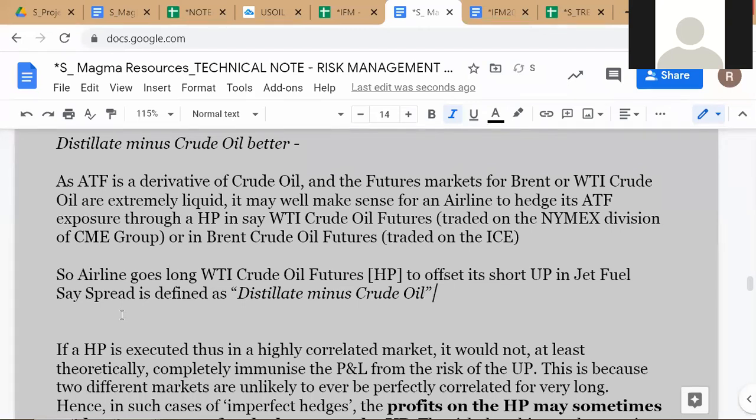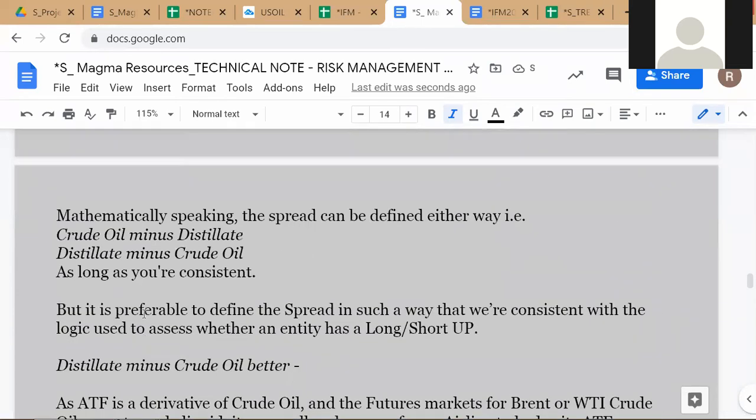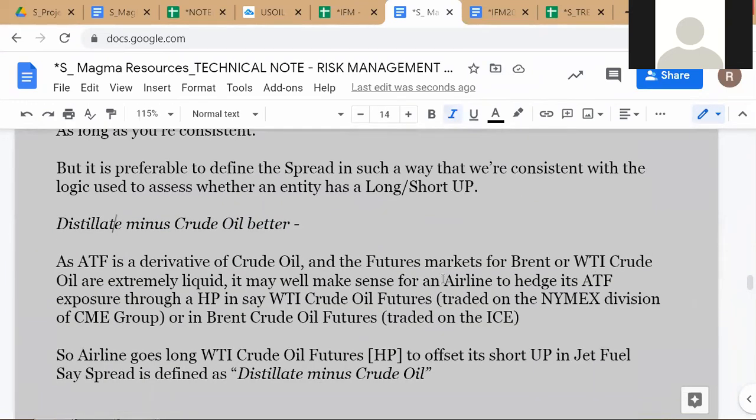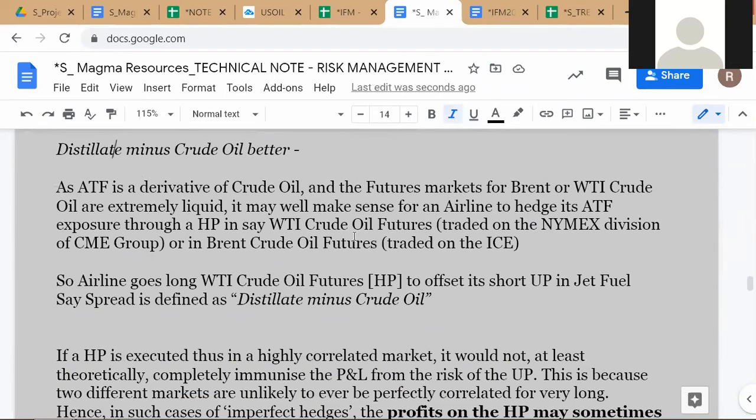Okay. So we say the spread is defined as distillate minus crude oil. Now we come back to our question, whether now we are talking about the airline. Okay.